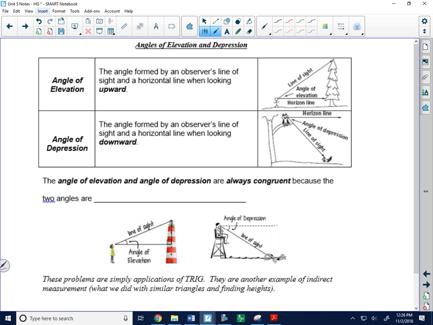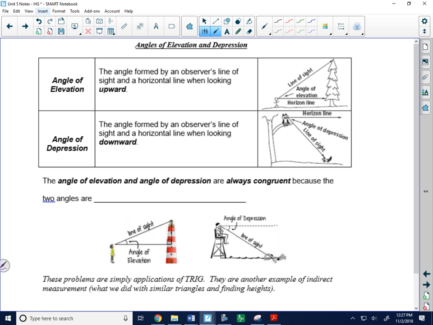Okay, I called it angles of elevation and depression. That's kind of the vocab that says it's really trig applications. All right, so I first need to tell you two vocab words, and then we're just going to do three examples, which is just some applications of trig. The two words are this: angle of elevation and angle of depression. The definitions are kind of in the word there.